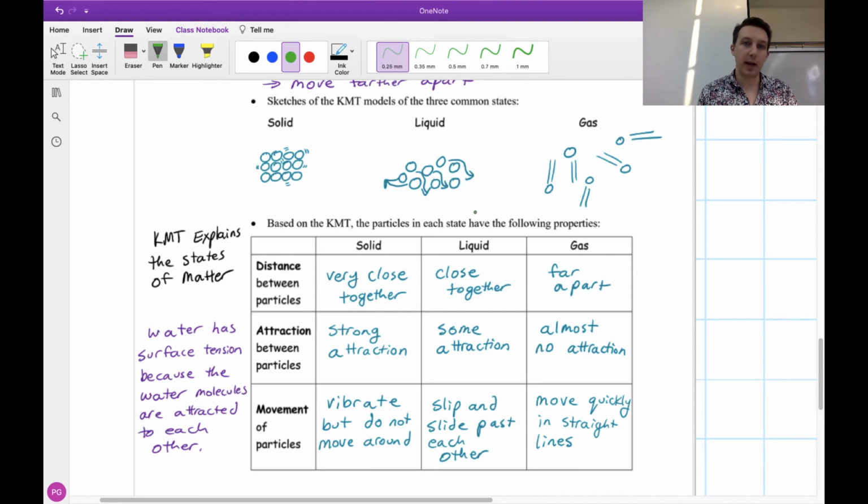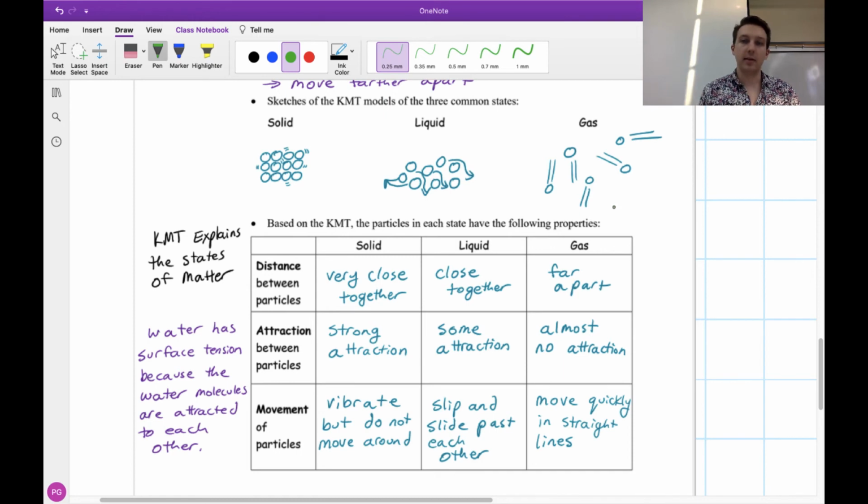A liquid, on the other hand, is also close together, though not as close as a solid. They are still pretty close. And there is some attraction, so there's some force holding them together, but these particles are allowed to slip and slide past each other. So you could almost imagine like balls in a ball pit, right? They can kind of slide past one another. They can sort of slip and slide and move.